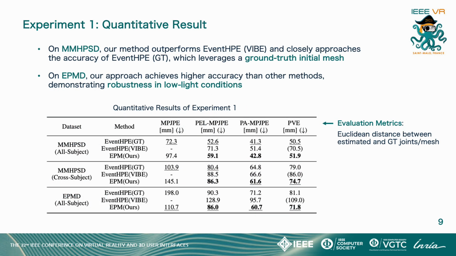Here are our quantitative results. On MMHPSD, our method outperforms Event HPE Vive and closely approaches the accuracy of Event HPE GT, which benefits from a ground truth initial mesh. Meanwhile, on EPMD, our approach achieves higher accuracy than competing methods, highlighting its robustness in low-light conditions.